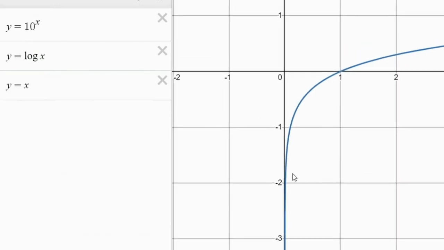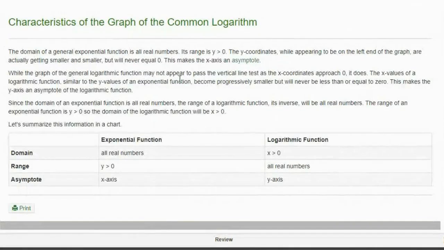So this has a domain of x is greater than 0, right? It would never have x equal to 0. We never have a negative x. And then the range is all real numbers, negative infinity to infinity. So it's just the opposite, which we would expect since it's a reflection over y equals x.